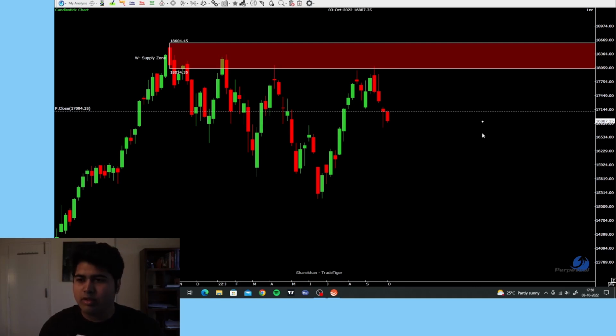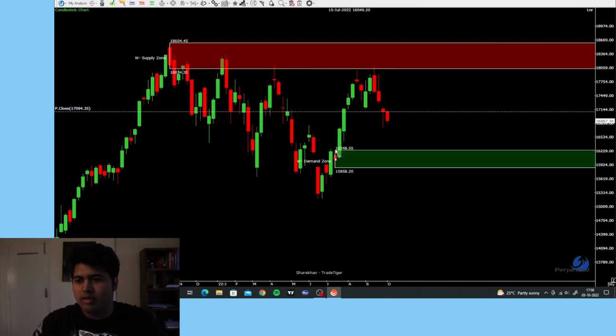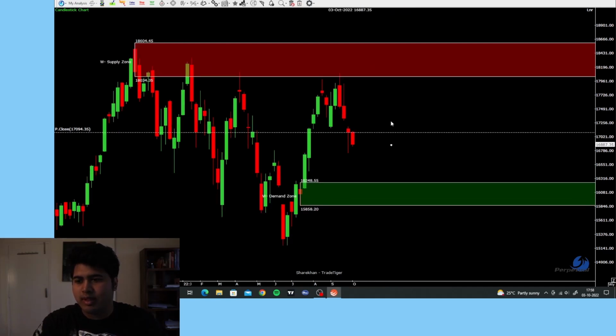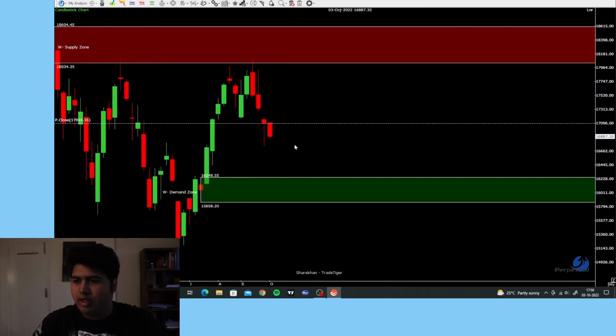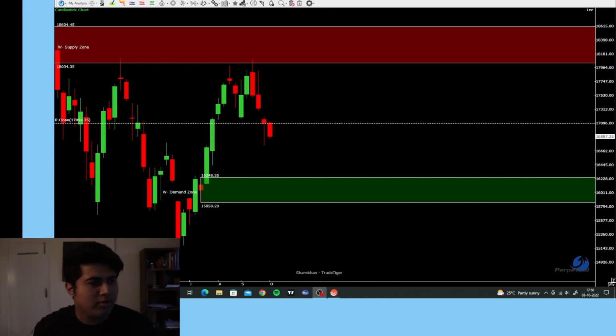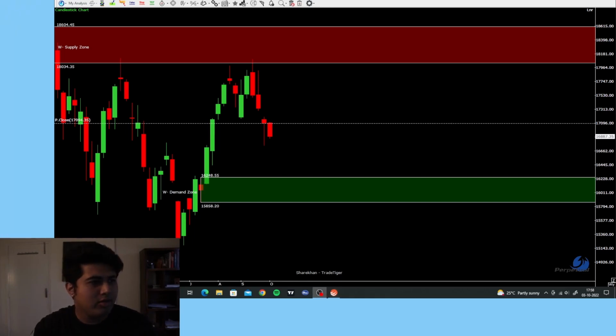I wanted to show you another interesting level, that is the demand level, which is right here. So let's say this particular level is in the range of, I'll write it down for you. It's ranging from 16,048 to 15,558.